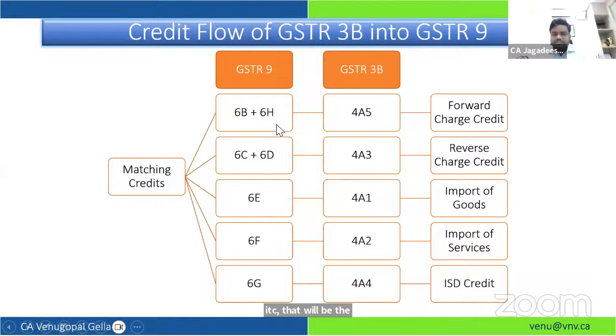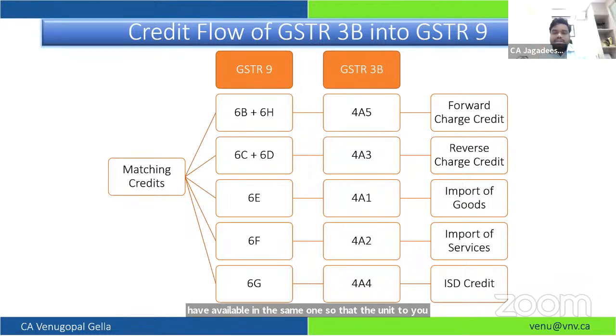So don't give the breakup of 4A5 entirely. You bifurcate 4A5 into two parts, the actual ITC and the reclaimed ITC. The reclaimed ITC you report in table 6H, and the actual ITC you have available in the same one, so you provide the bifurcation in the 6B table itself.